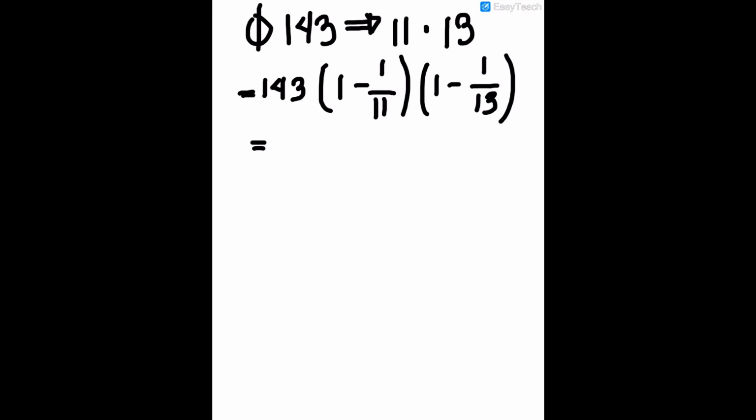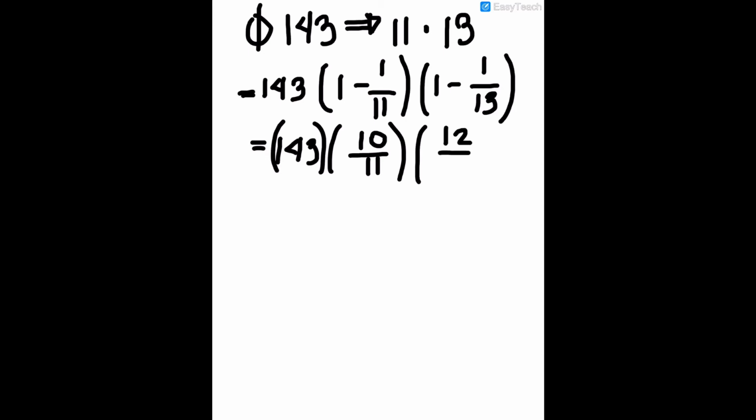But before that, let's simplify it first. So 143 times 10 over 11 times 12 over 13. The product of 143, 10 over 11, and 12 over 13 is 120. We can say therefore that the Euler function, or the phi function, of 143 is 120.